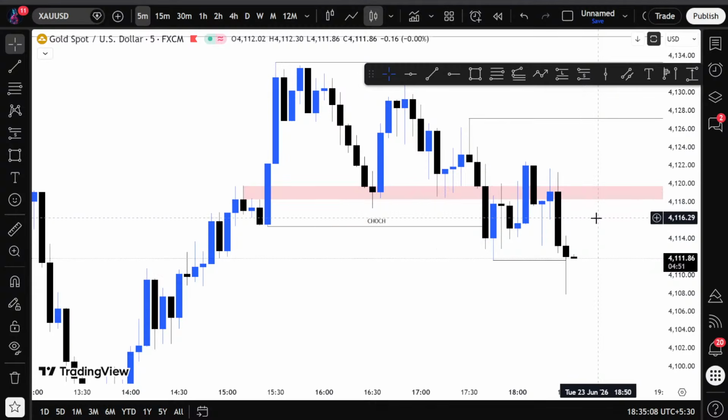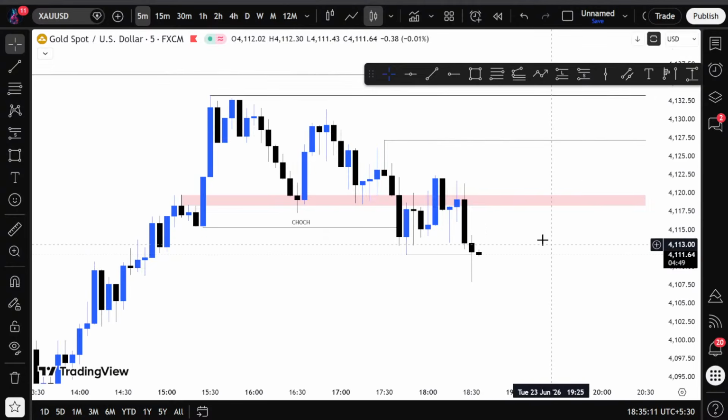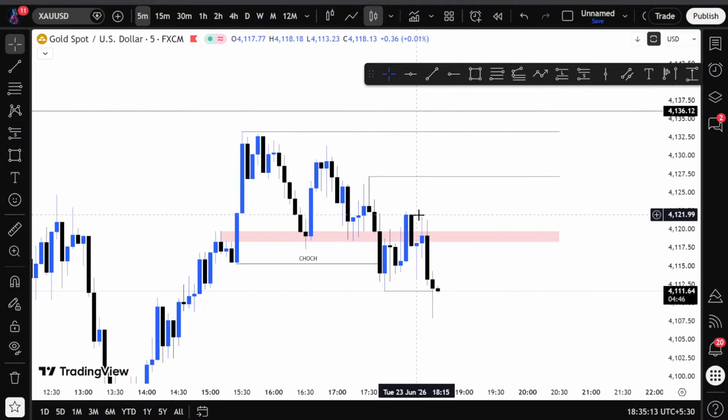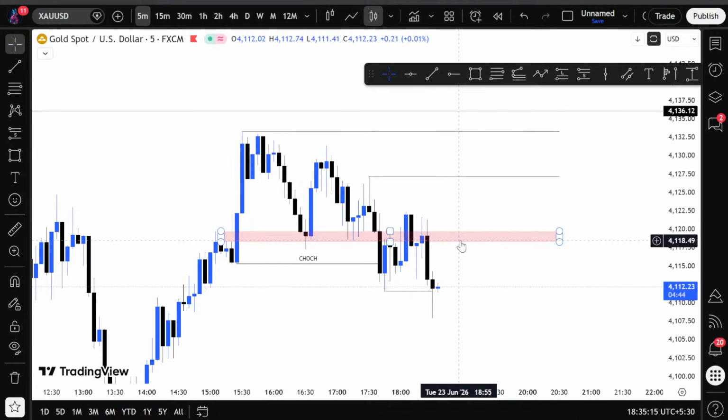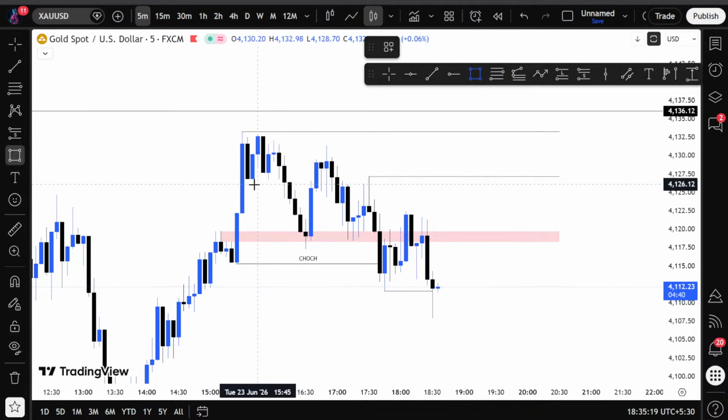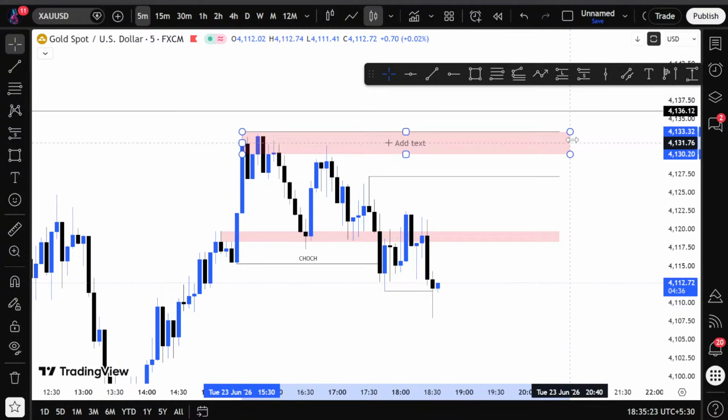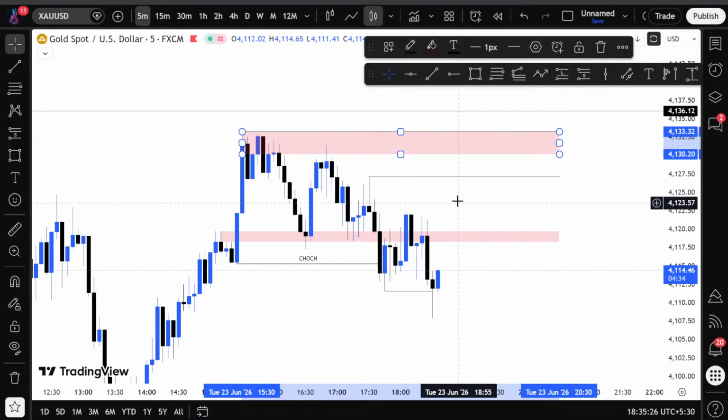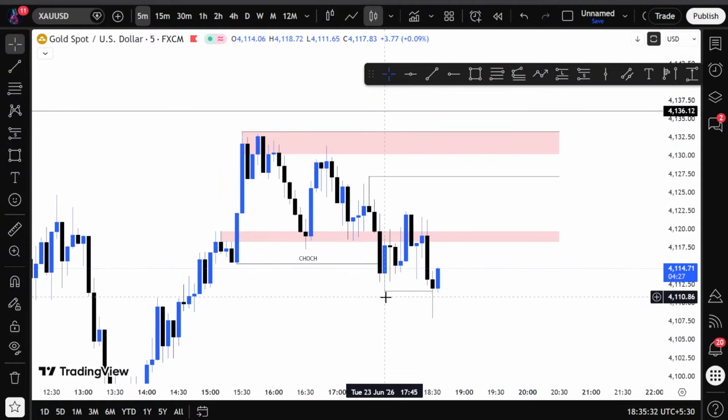Okay, so we have finally a change of character. These areas are now valid for short. First, this one, and second, the highest bullish candle closing and the wick. This one. These two areas are now good for short. First of all, we have the liquidity sweep here. So basically, this high needs to get swept.